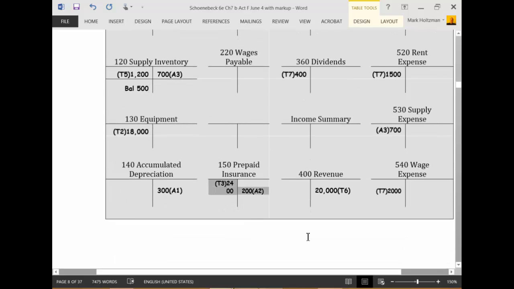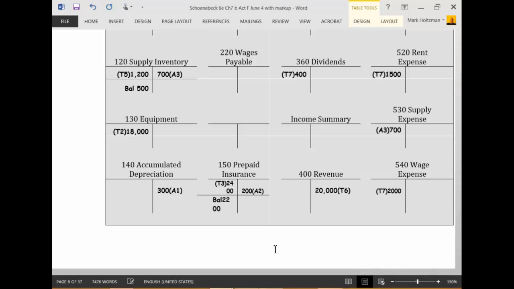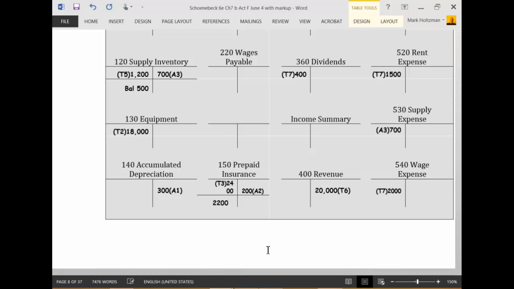And let's look at prepaid insurance for a minute. I debited it for $2,400, and then I credited for $200. So that leaves me with $2,200 left as a balance. And again, that's really nice because that is how many months of prepaid insurance were left? There's 11 months left in the policy, right? And what's the cost of insurance per month? $200. So 11 months at $200 each means we have $2,200 worth of prepaid insurance left. Isn't that nice? It works out beautifully.